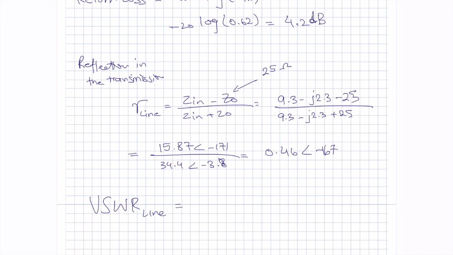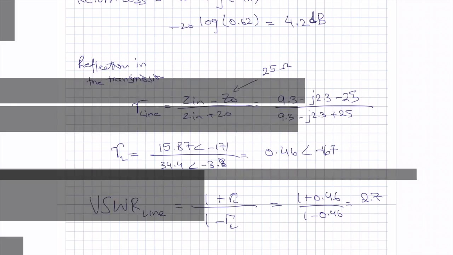If we are looking for VSWR for the line, that would be given by the same formula, 1 plus gamma in over 1 minus gamma in, but this time I'll use the gamma for the line that we just found out. If we do this, the number comes out to be 2.7, and as you can see, there is no unit next to it. This is just a ratio.